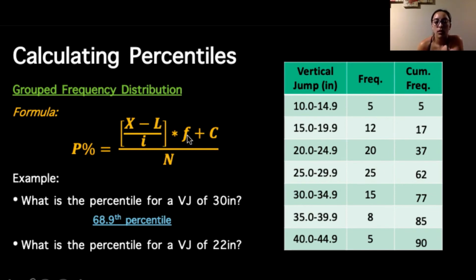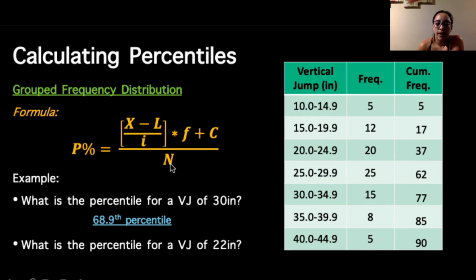out, multiply it by the frequency of the group that 22 exists in, so 20 would be the frequency that goes here. And then we would add the cumulative frequency of the group that is worse than where 22 is located, which would be 17, because 22 is in this interval. Cumulative frequency of the group worse than that is 17. So that would be C.